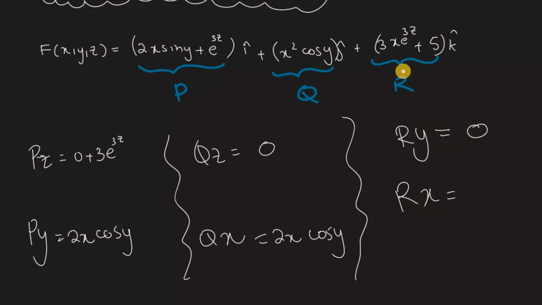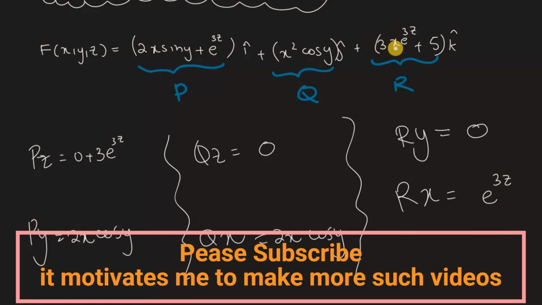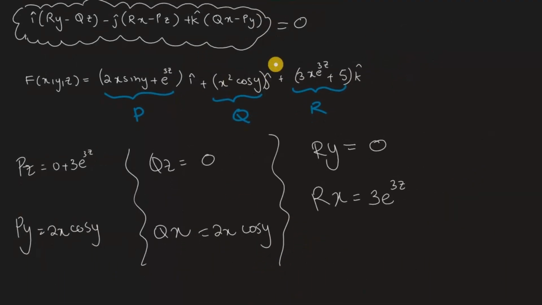Okay, r of x. Now this is x. The 5 is going to go to 0 since it's a constant, so we're differentiating only this part. Since we're differentiating with respect to x, y and z are constants over here. So e to the 3z is a constant, and it's going to stay over there. Differentiating only 3x, the derivative of 3x is only 3. So this is the answer to r of x. Now we can plug it into the formula and see whether it's 0 or not.